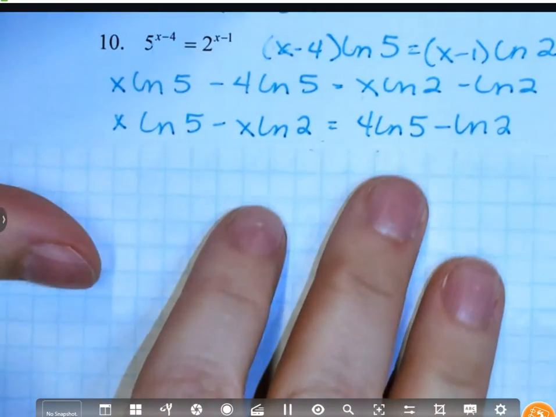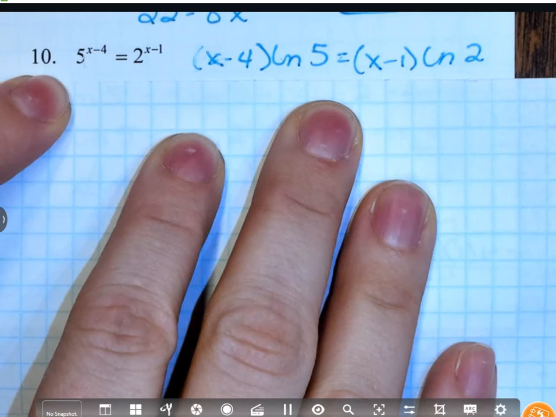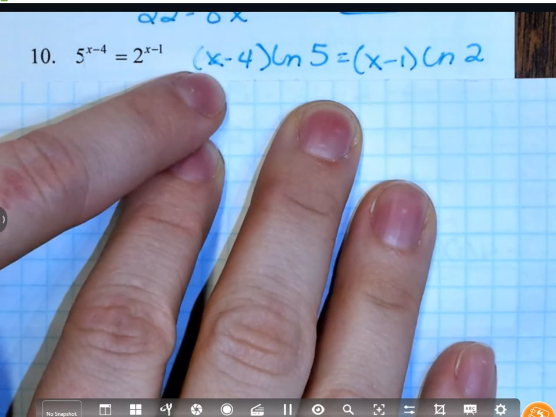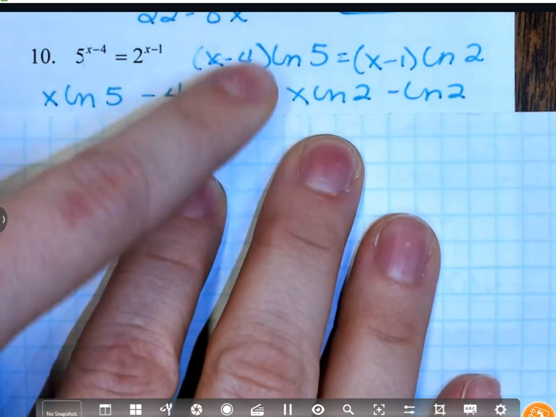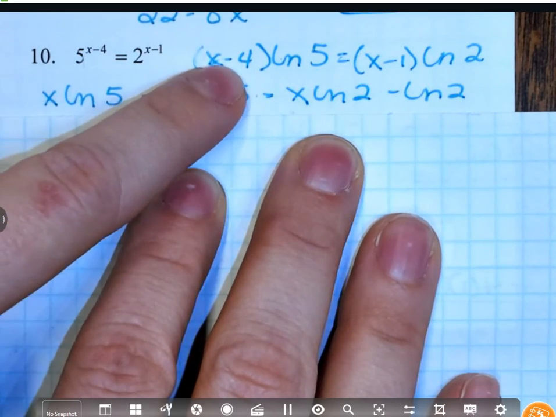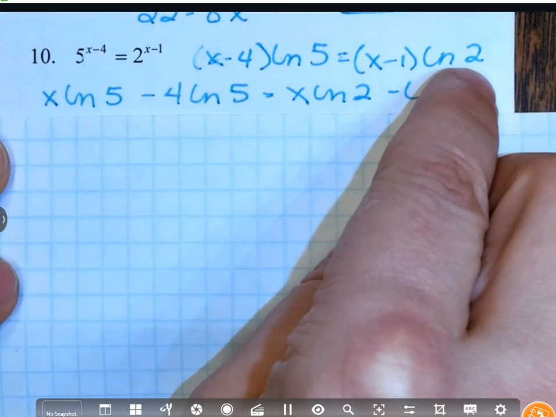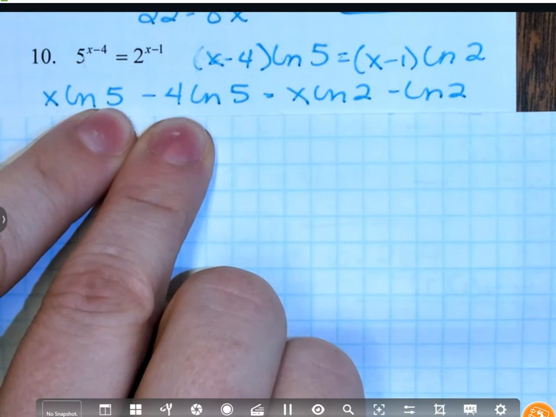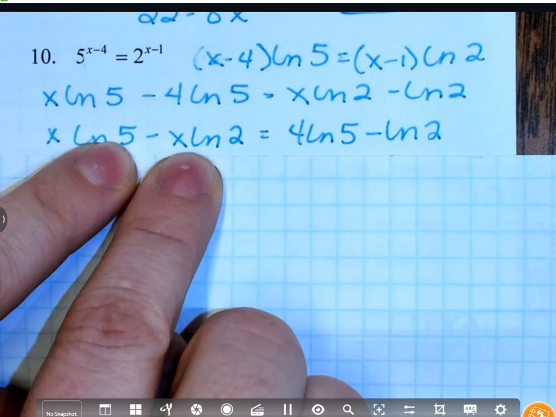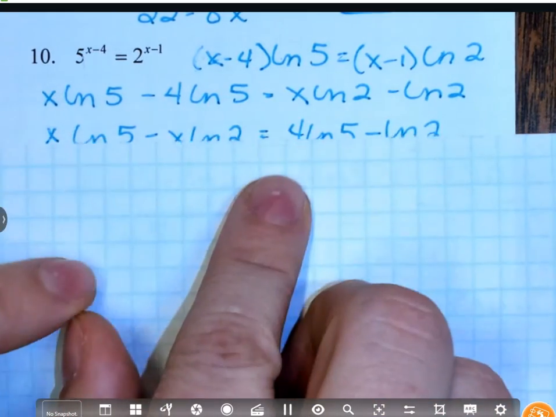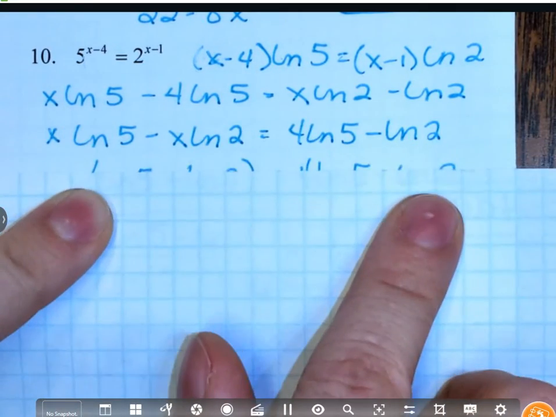So looking through what I did here, just to help narrow our focus in. I took the natural log of both sides because I can't write them as the same base. In doing so, I was able to take the exponents and bring them out in front as multiplication. Then I distributed. So that meant I'd have x ln 5, negative 4 ln 5, and over here I would have x ln 2 minus ln 2. Once I had this, it was just a matter of picking a side to get your x's on. I chose to get my x's on the left. Why? I don't know. It's just where my brain went. So in order to do that, I subtracted x ln 2 and I added 4 ln 5.